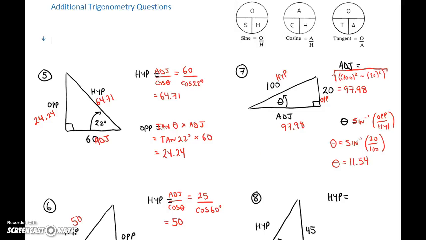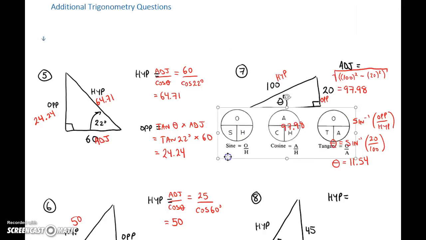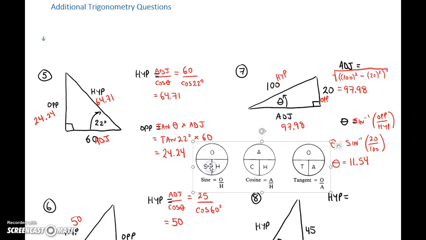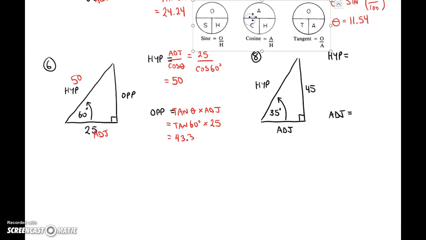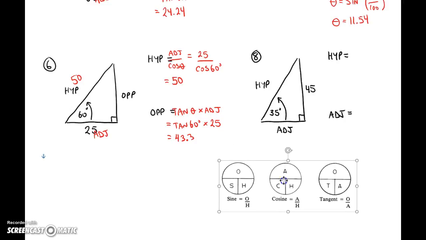Right on. Hopefully everything's going all right and you're following along and you're getting the same answers here. Let's do one more. So let's bring this bad boy down here so we can reference it again. Okay, so actually let's bring it over here so we can get it out of the way.